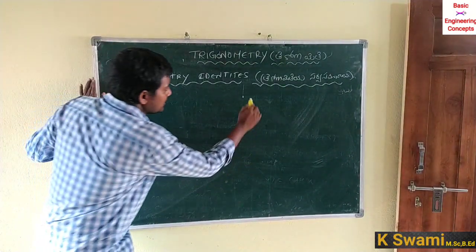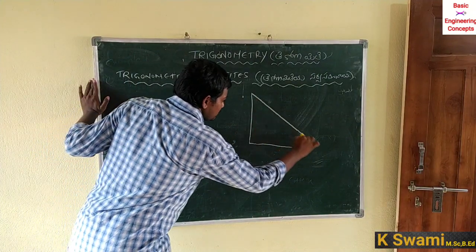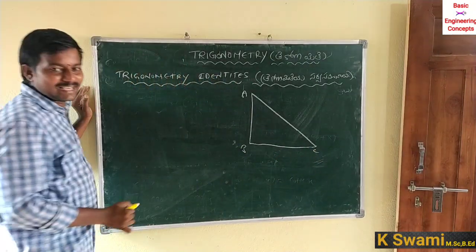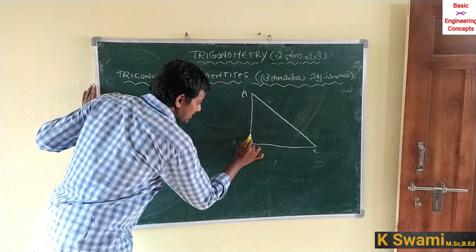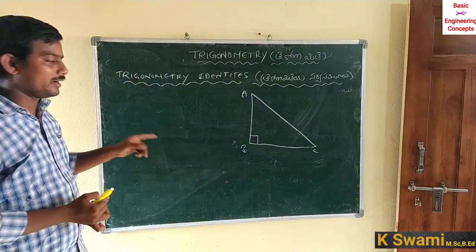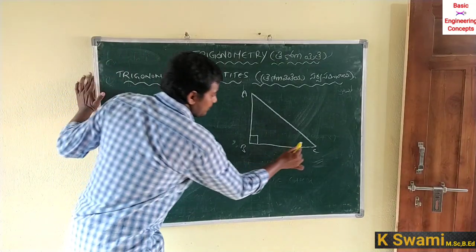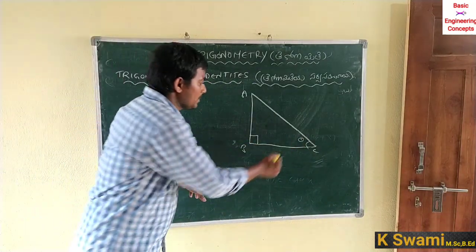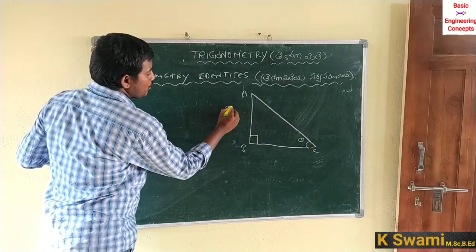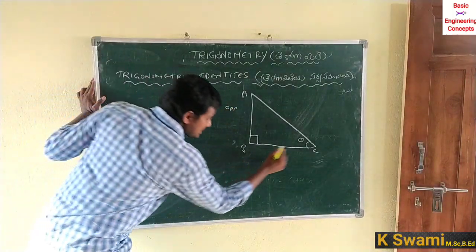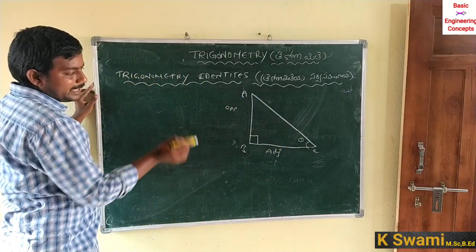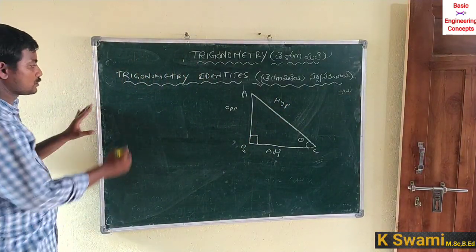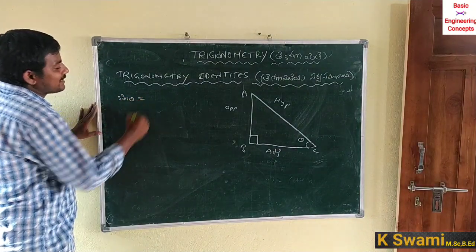Just observe this. Suppose ABC, capital A, capital B, capital C, is a right triangle with the right angle at B. Let theta be the angle at C. So AB is the opposite side, BC is the adjacent side, and the remaining side AC is the hypotenuse. Okay, we already discussed this.